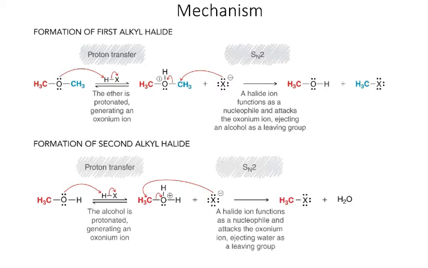And then in the second step, first the alcohol steals the proton from the acid, giving us this ion, and then we get an SN2 step exactly analogous to the first one, only we're going to pop off the second R group. So again, the halogen acts as the nucleophile, now the water acts as the leaving group, and we form our second alkyl halide.